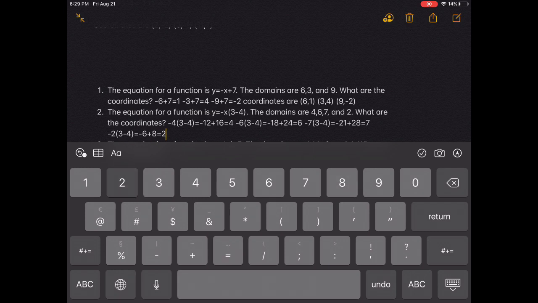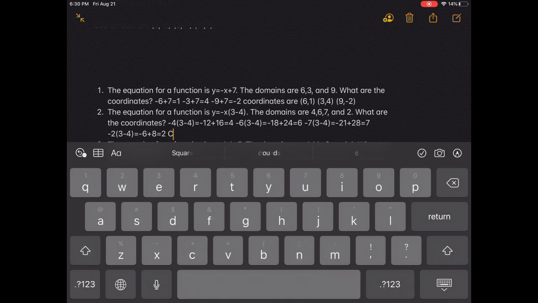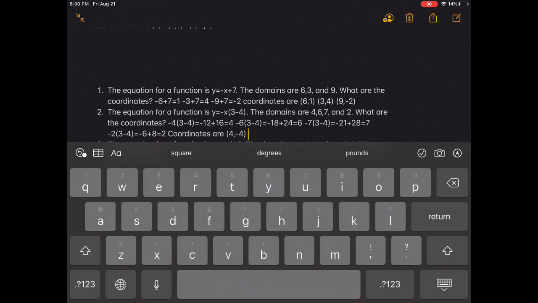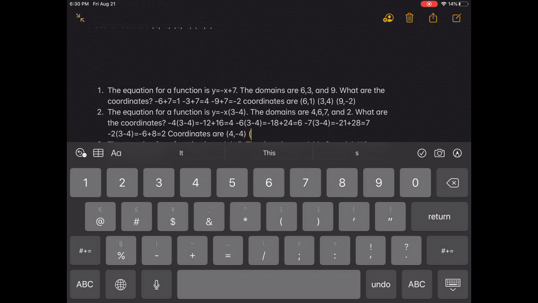If you found a pattern here, all the answers are the domains. So the coordinates for the first one are 4, 4, and for the second one, 6, 6, and for the third one, 7, 7, and for the fourth one, aka the last one, 2, 2.